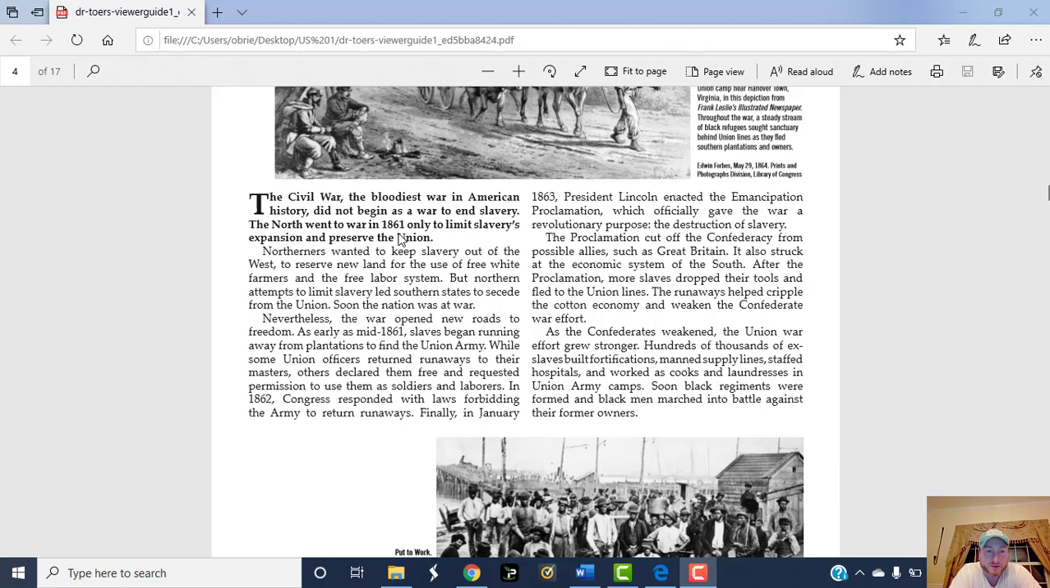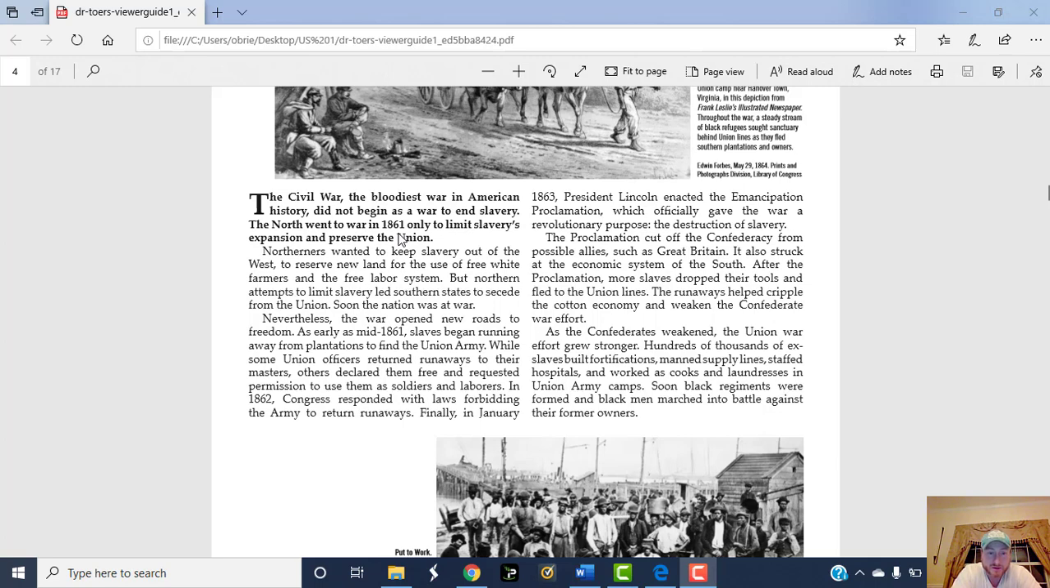But Northern attempts to limit slavery led Southern states to secede from the Union. Soon the nation was at war. Nevertheless, the war opened new roads to freedom. As early as mid-1861, slaves began running away from plantations to find the Union Army. Remember, 1 million overall. While some Union officers returned runaways to their masters, others, like Benjamin Butler, declared them free and requested permission to use them as soldiers and laborers.